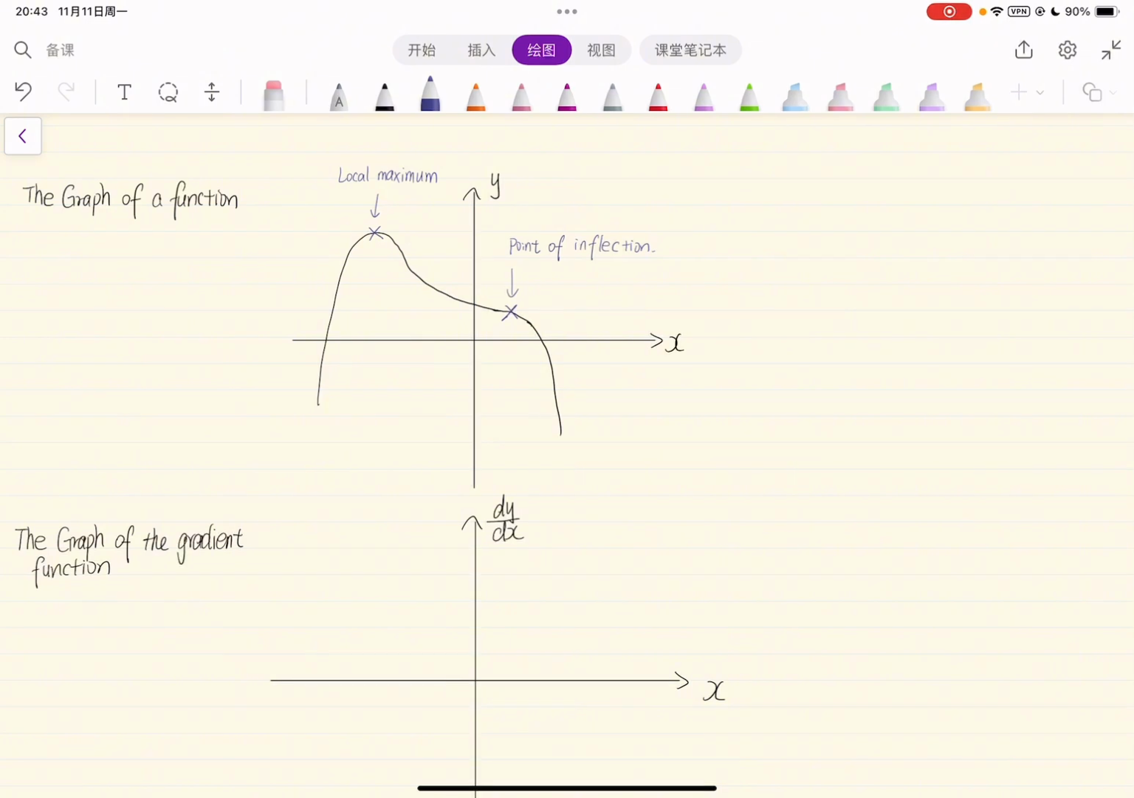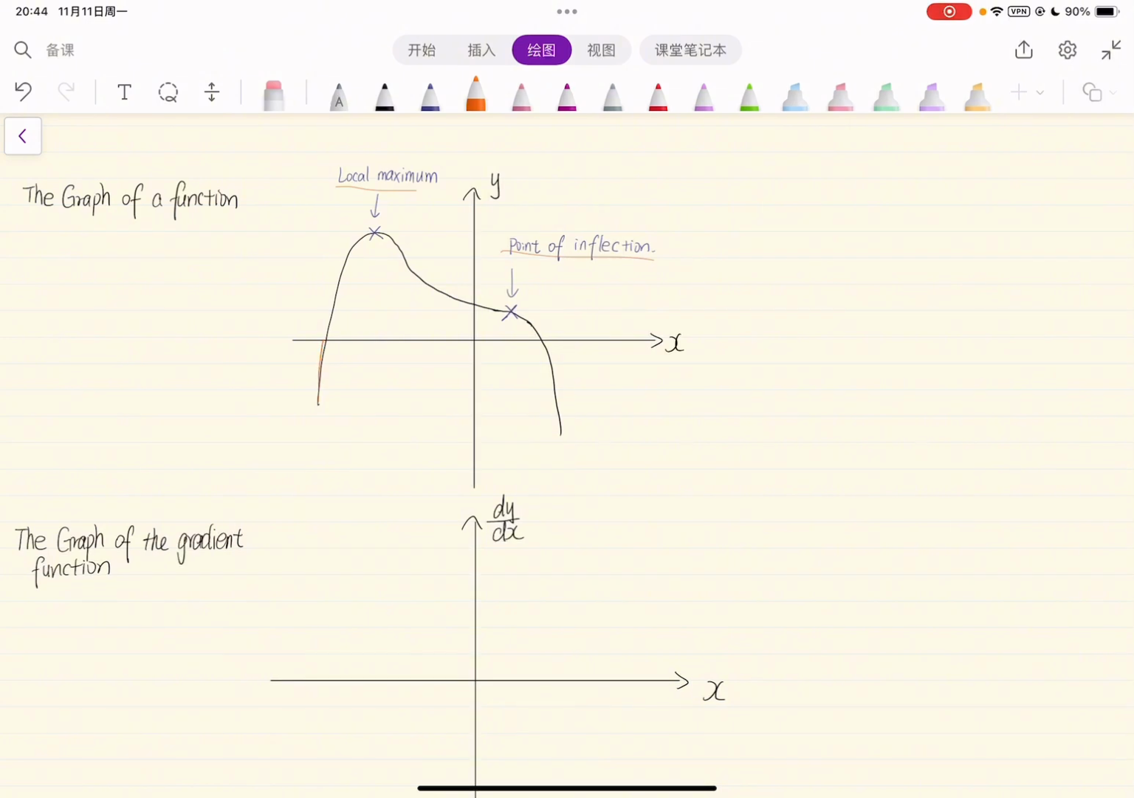Now focus on the graph of the function. In the first diagram, we can see that this curve has two stationary points. One is a local maximum, and the other one is a point of inflection. At first, let's see what happens on the left-hand side of the local maximum.